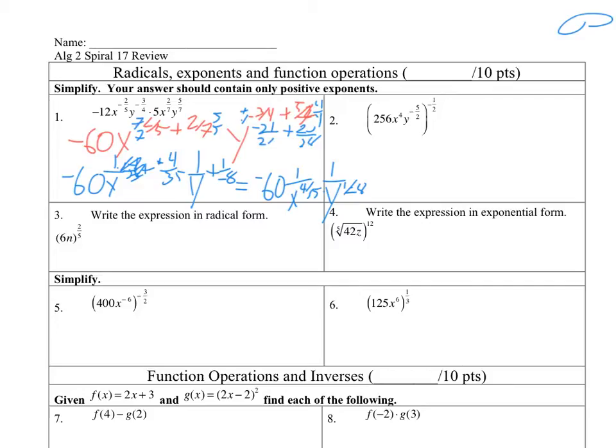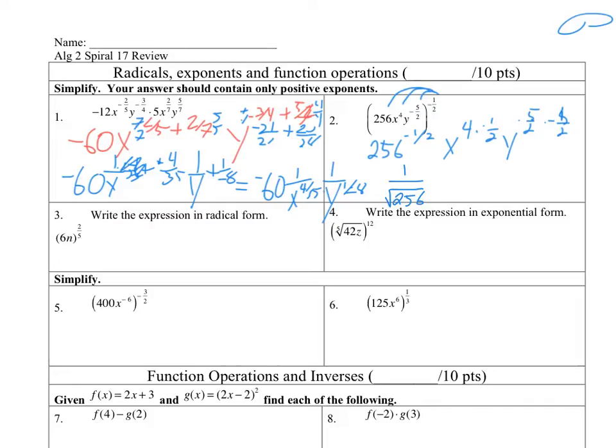Next up, we've got 256, x to the 4th, y to the negative 5/2, all raised to the negative 1/2. First thing I'm going to do is distribute that exponent to all pieces of this. So we get 256 to the negative 1/2, x to the 4 times negative 1/2, and y to the negative 5/2 times negative 1/2. And if you continue with that, I can write this negative 1/2 as 1 over positive 1/2, and a positive 1/2 is the same as the square root of something, so it's 1 over the square root of 256.